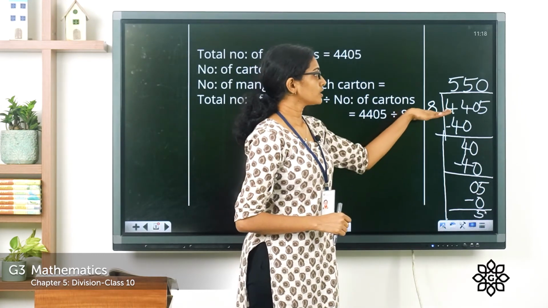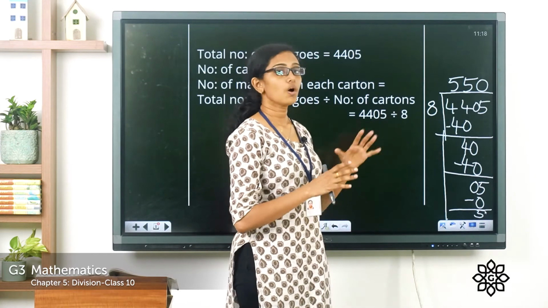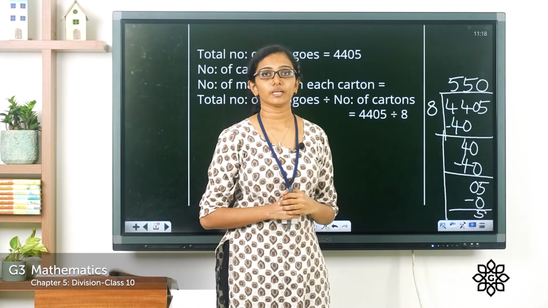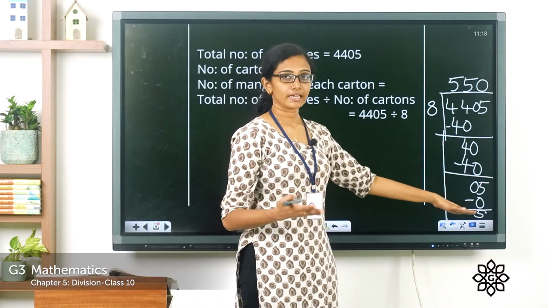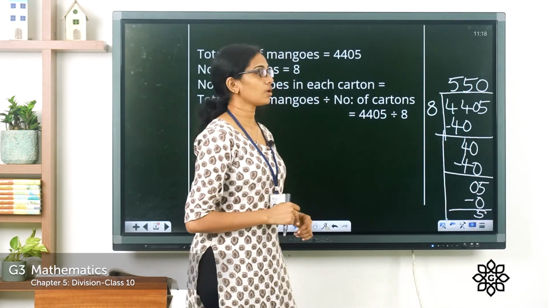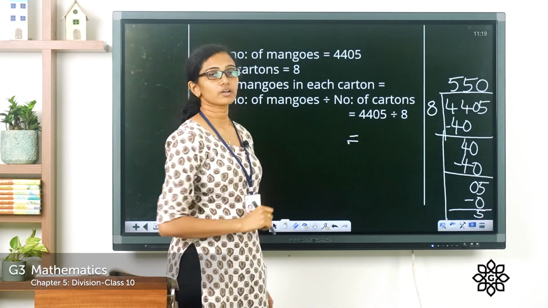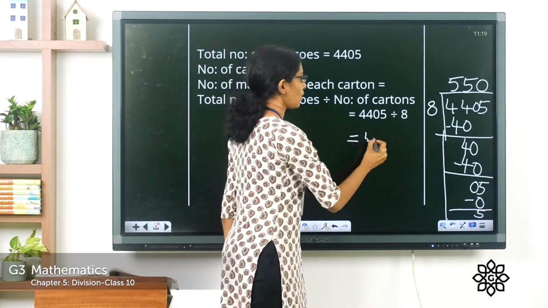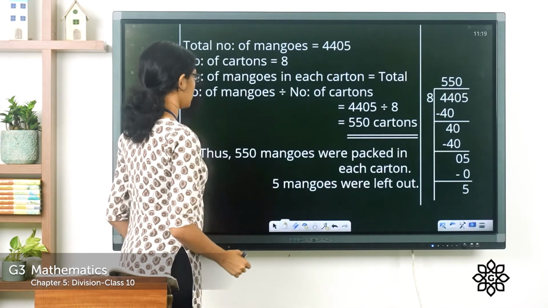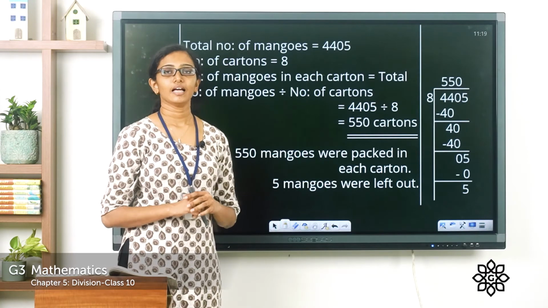So when 4405 was divided equally into 8 cartons, each carton will have 550 mangoes, and after packing you will have 5 mangoes left, which is the remainder that we got after the division. So what is the answer here? The number of mangoes in each carton is equal to 550, and what is the number of mangoes that were left out? 5 mangoes were left out.